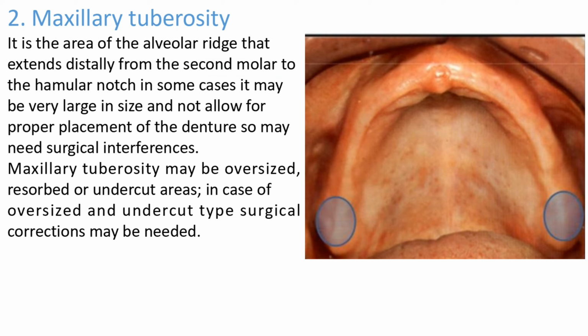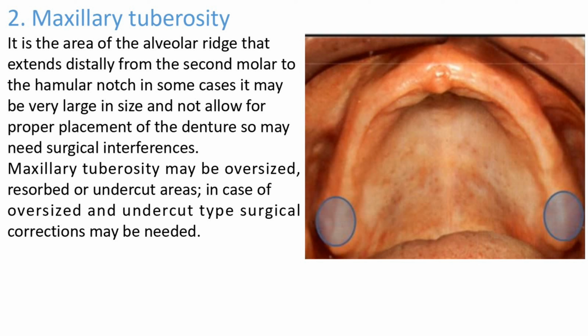2. Maxillary tuberosity. It is the area of the alveolar ridge that extends distally from the second molar to the hamular notch. In some cases it may be very large in size and not allow for proper placement of the denture, so it may need surgical intervention. Maxillary tuberosity may be oversized, resorbed or undercut. In case of oversized and undercut types, surgical corrections may be needed.